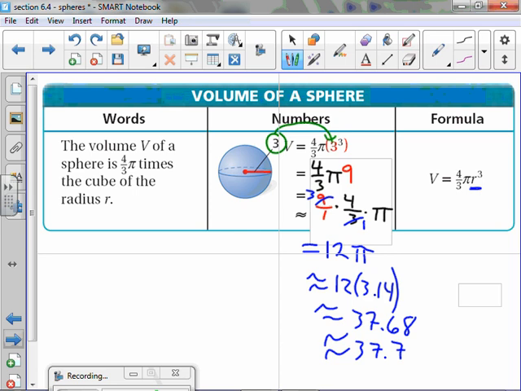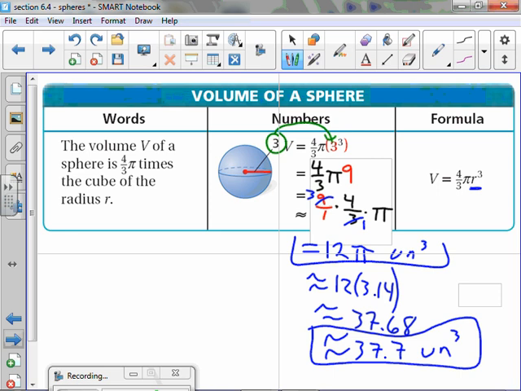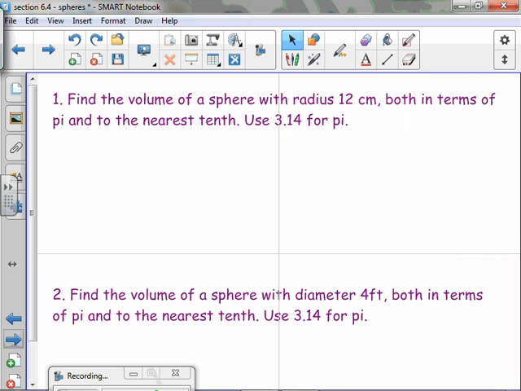And then I go back and I look for my units. I don't see them anywhere, so I'm going to throw in units cubed, because I'm using volume. And the same thing over here, units cubed. And there, the 12 pi units cubed is my perfect answer. The 37.7 units cubed is my approximate answer. And I am done. That is all there is for finding the volume of a sphere, just using this simple formula.